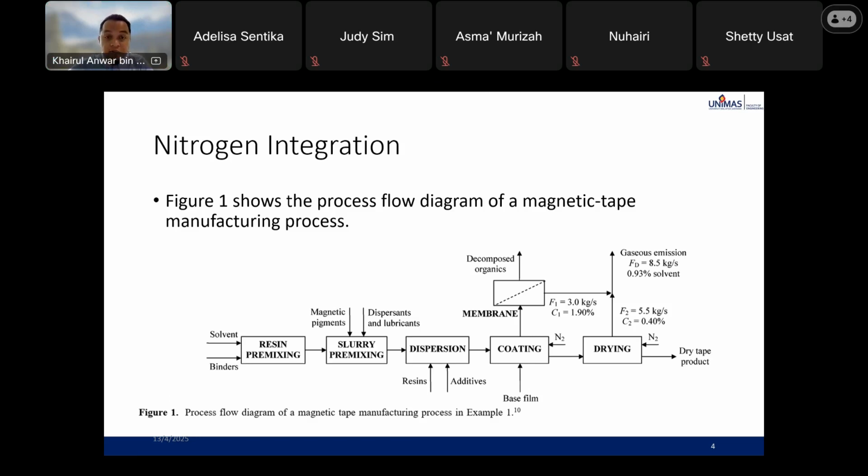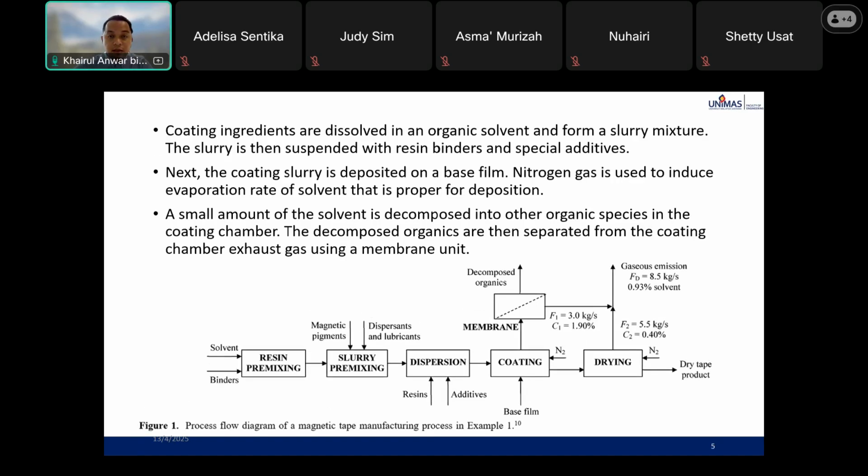Figure 1 shows the process flow diagram of the analytic tech manufacturing process. What happens here is the coating ingredients are dissolved in an organic solvent and form a slurry mixture. The slurry is then suspended with a resin binder, a special additive.